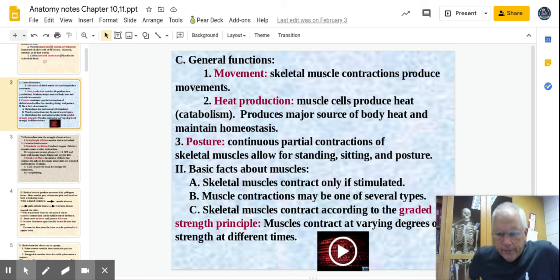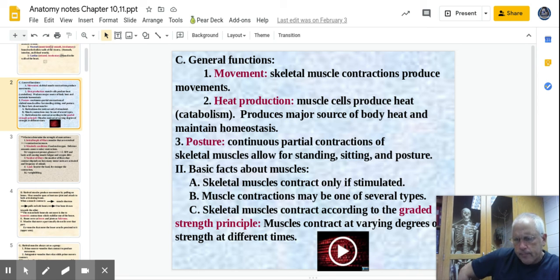Some facts about muscles. Muscles only contract as stimulated, and there are a lot of different types, which we'll go through. The greatest strength principle is the big thing. What's confusing about muscle contraction, and I'll talk more about this later, is that when muscles fire, they fire all or nothing. But yet, if I'm picking up a piece of paper or a big 50-pound weight, I want to be able to control it. I don't want my muscle to go full force if I'm picking up a piece of paper.